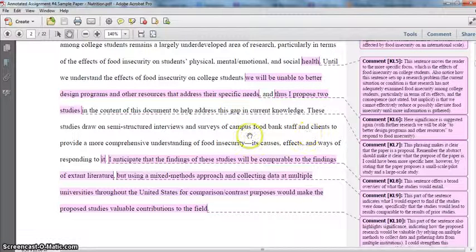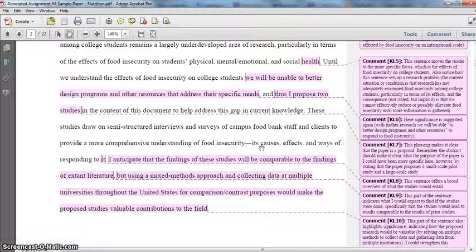Now, as I continue, I give a little bit of information about the methodology, just really broadly. You don't need to get specific here. So I indicate that I would be using semi-structured interviews as well as surveys, and that I would be collecting data from food bank staff and clients. Okay. Now, I could be more specific, but this is really sufficient for an abstract.